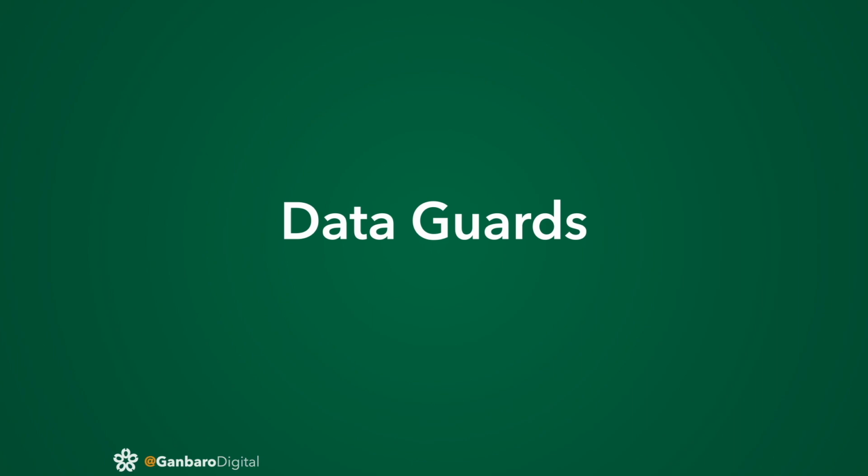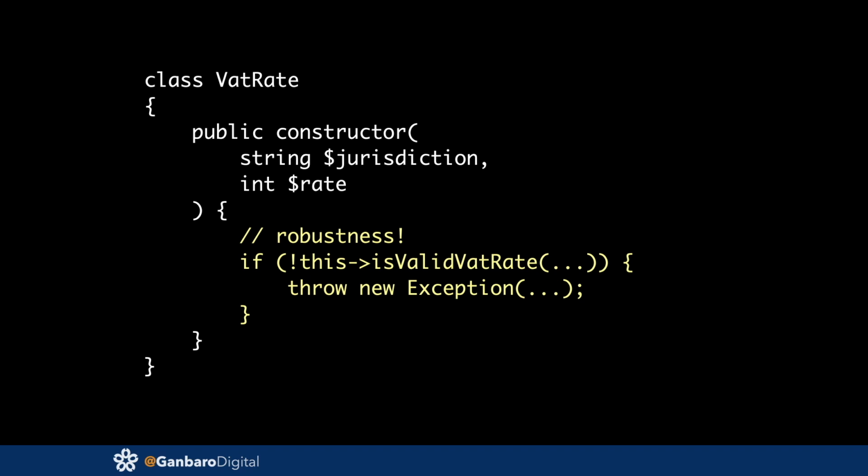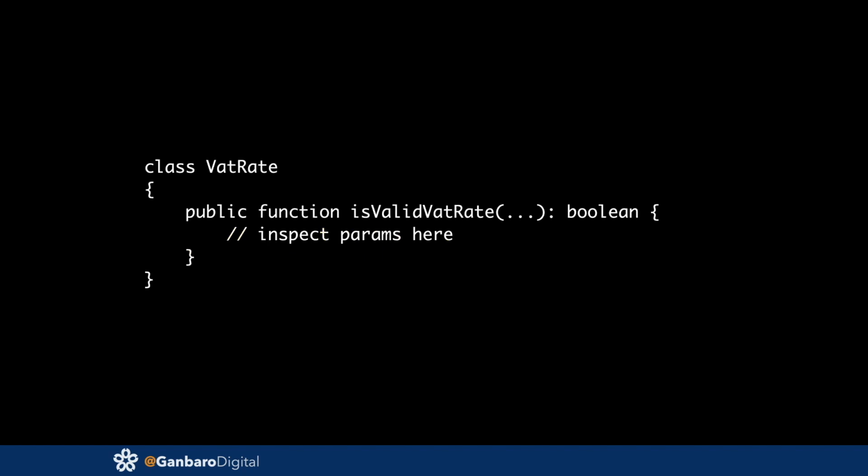And to do that, we're going to look at something called data guards. Let's go back to our tax rate example. And I mentioned this style of programming where the input validation is actually moved off into another function or method. I mentioned that's very normal. Now imagine that function or method looks something like this.